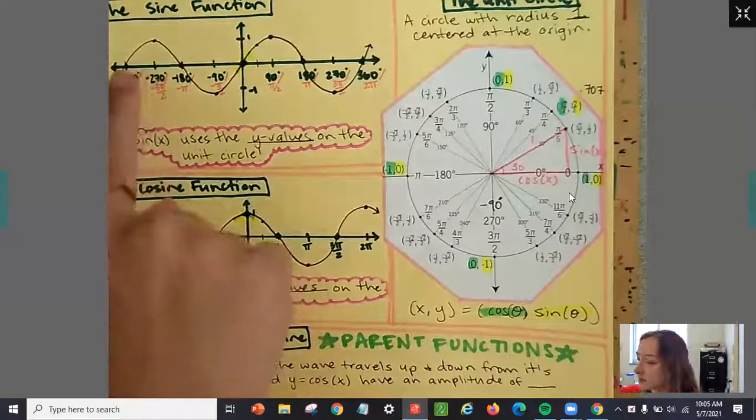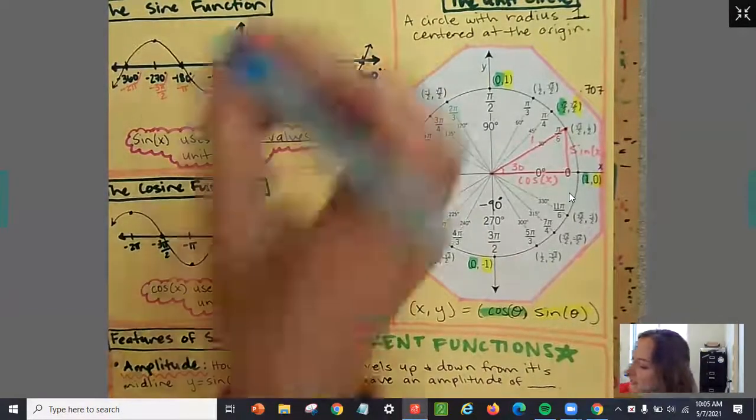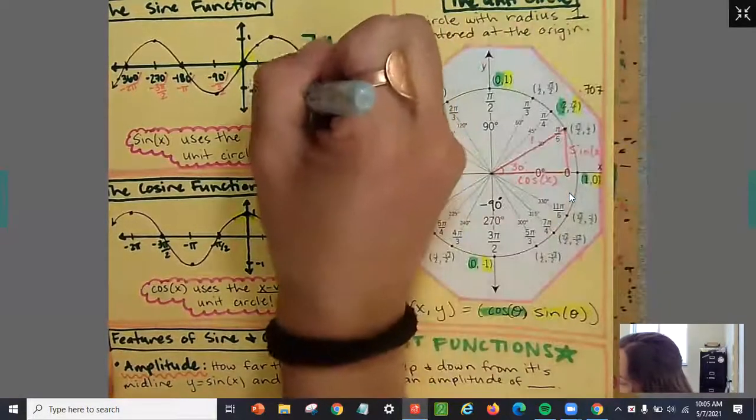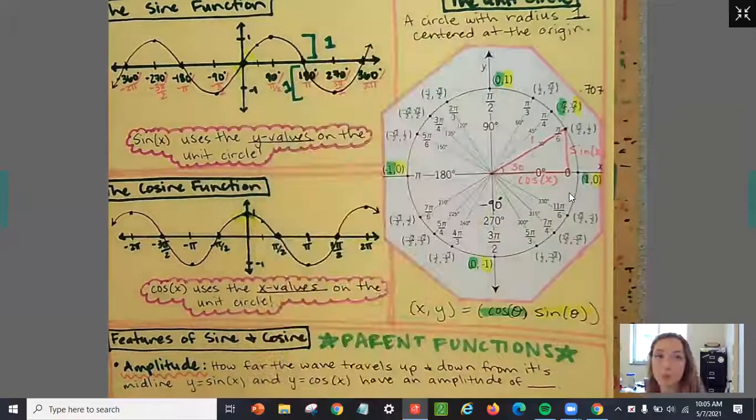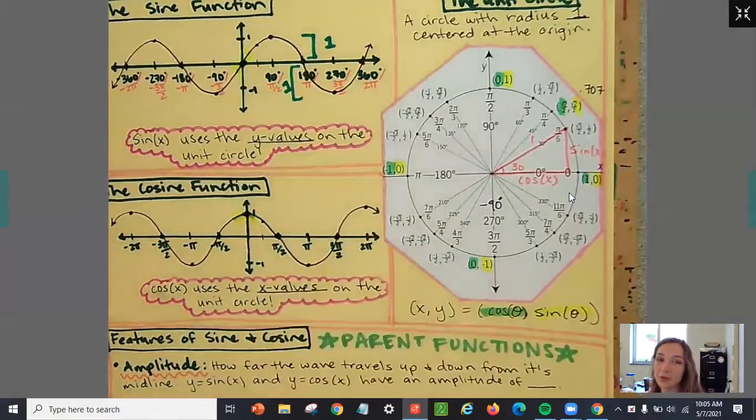All right, here is the middle of the wave, long ways, this direction. So we can see that sine is going up one, and it's also going down one, okay? So since it's going up one, down one, that means that it has an amplitude of 1. And the same thing is going to be true for cosine, okay? So they're both going to have an amplitude of 1.